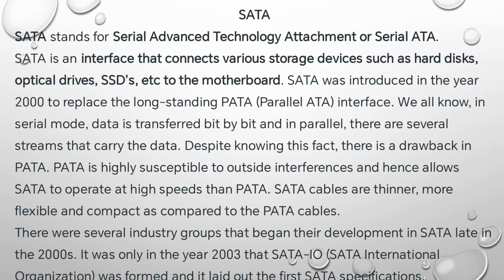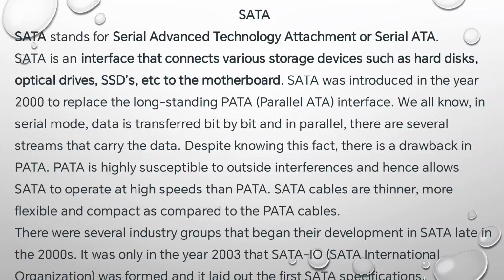SATA stands for Serial Advanced Technology Attachment. SATA is an interface that connects various storage devices such as hard disks, optical drives, SSDs, etc. to the motherboard. SATA was introduced in the year 2000 to replace the long-standing PATA.